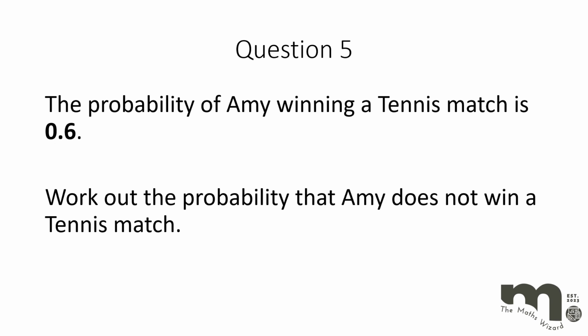So question 5 then, the probability of Amy winning a tennis match is 0.6. What's the probability that she does not win this tennis match? And that should be 0.4. The reason it's 0.4 is because all the possible outcomes have to add up to 1. If we take the 0.6 for winning away from 1, we get 0.4.